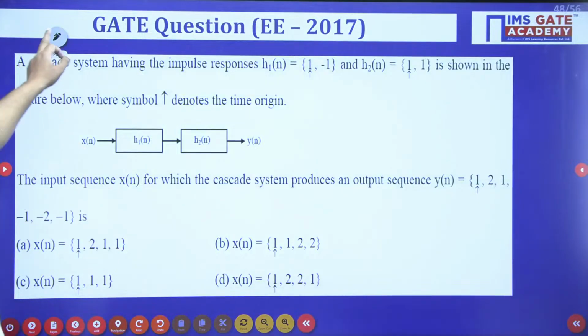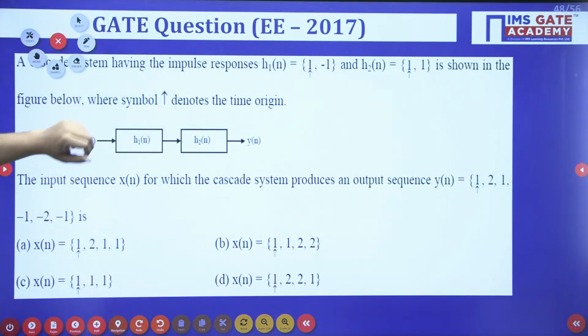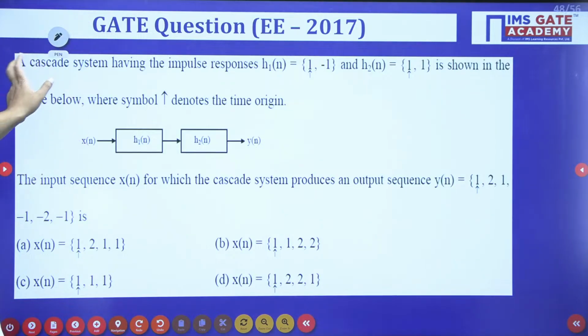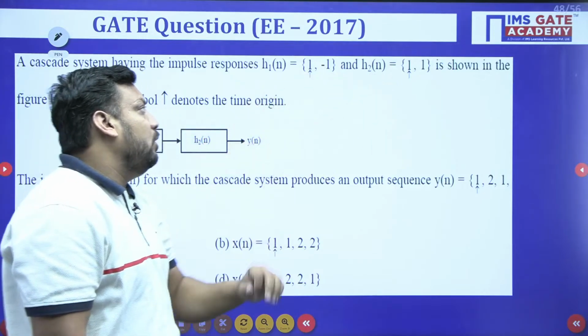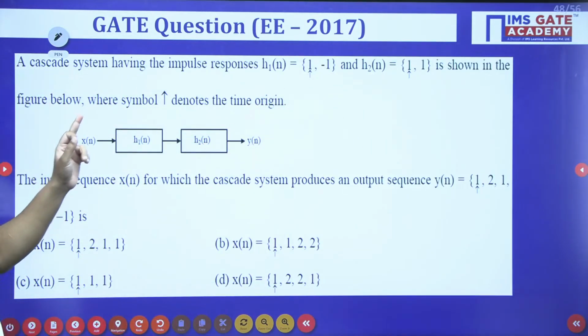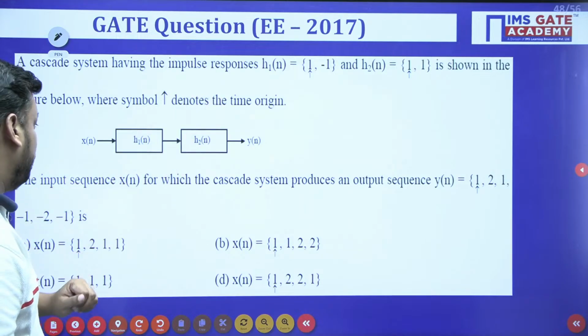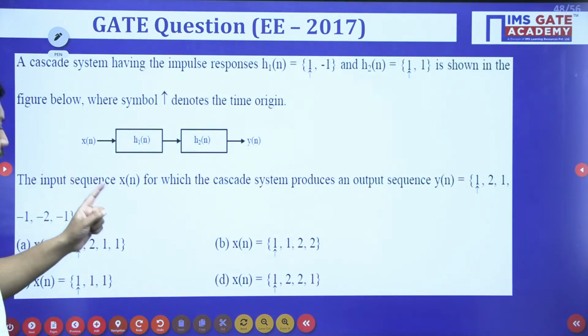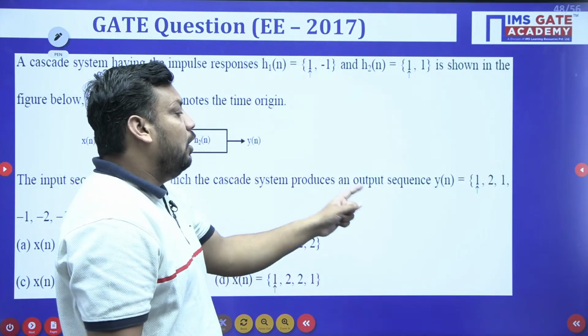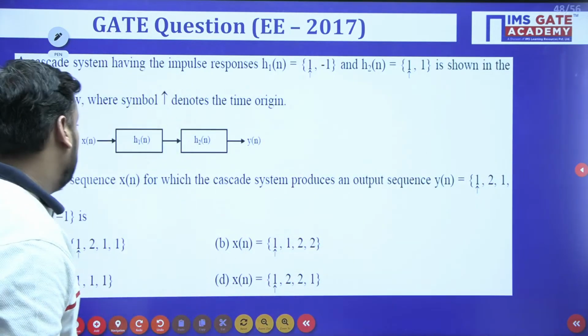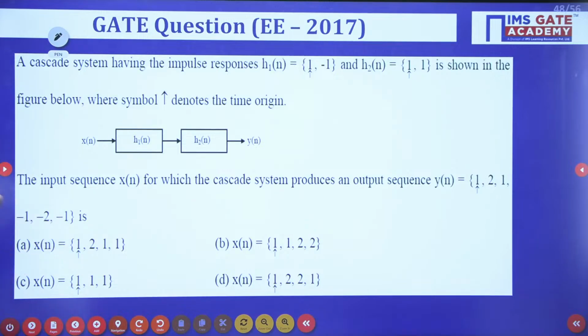Now here is the question, guys. EE 2017 question we have. A cascade system having the impulse response h1[n] and h2[n] is shown in the figure below, where the symbol denotes the time origin. The input sequence x[n] for which the cascade system produces an output sequence y[n] equal to 1, 1, minus 1, minus 2, minus 1 is.